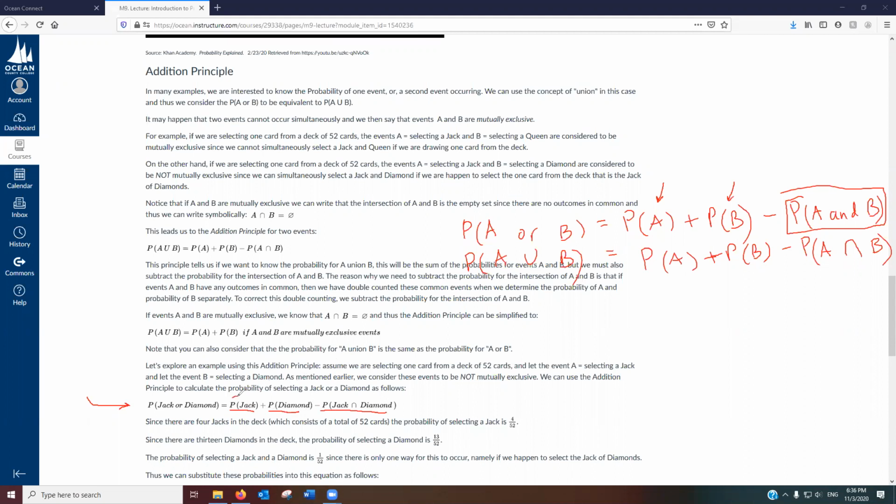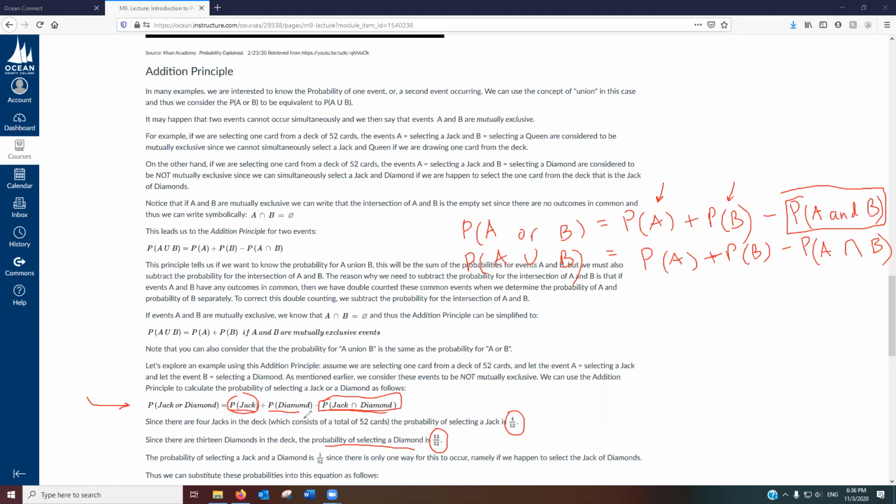Well, for the probability of a jack, we already worked that out. That's 4 over 52. What about the probability of selecting a diamond? Well, there's 13 diamonds in the deck out of 52 cards. What about this last probability of selecting a jack and a diamond?